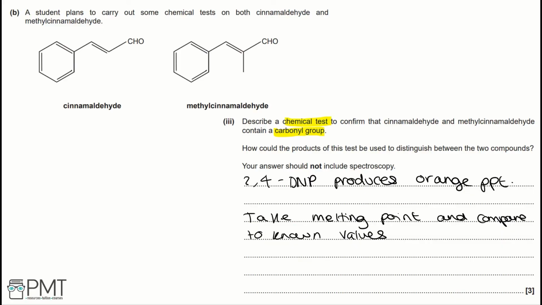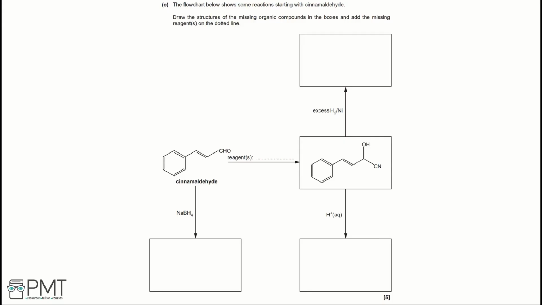So to get the 3 marks for this question, you get 1 mark for the chemical test for a carbonyl group, and then 1 mark for saying take a melting point, and 1 mark for saying compare to known values. Part C. The flowchart below shows some reactions starting with cinnamaldehyde.